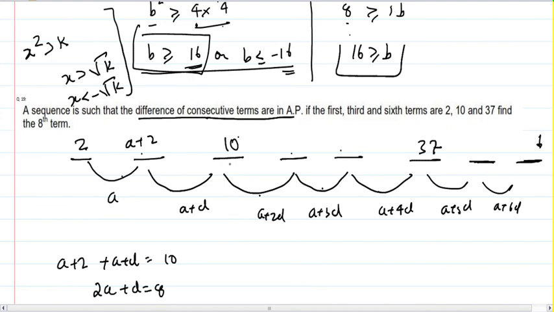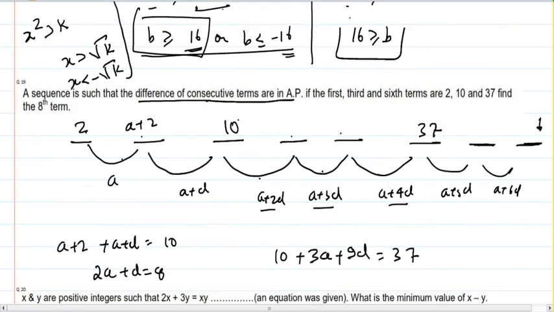Now, here with 10, observe with 10, if I add a plus 2d, a plus 3d, a plus 4d, I will have 3a plus 2 plus 3, 5 plus 4, 9d plus 10 is equal to 37. These hints are there to help me in finding a and d, and then my job is done. So I've got 3a plus 9d is equal to 27. So I need to solve first and second equation. So I need to find a and d and put those values further to get my answer.